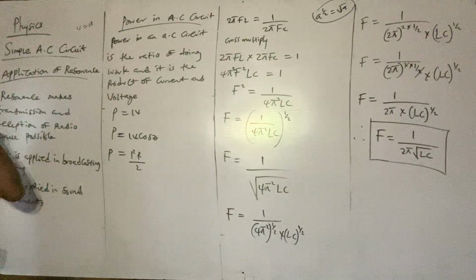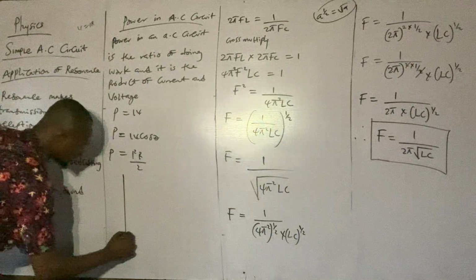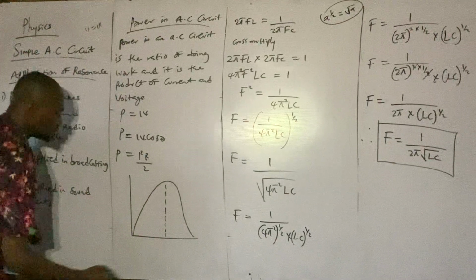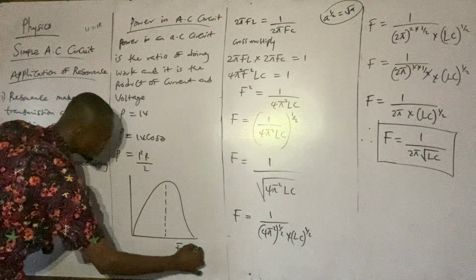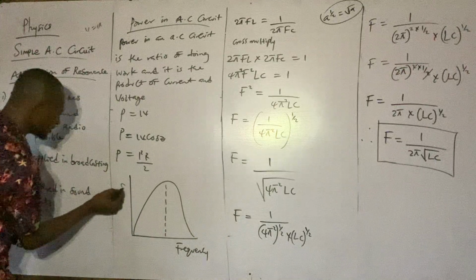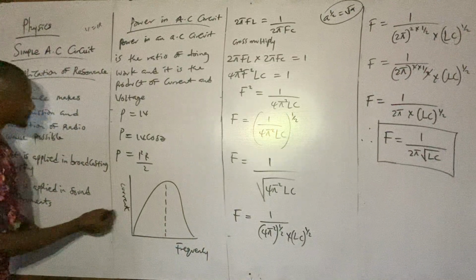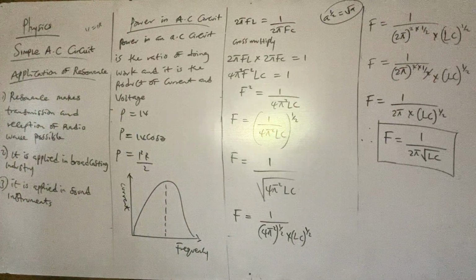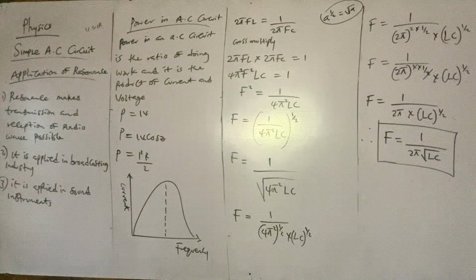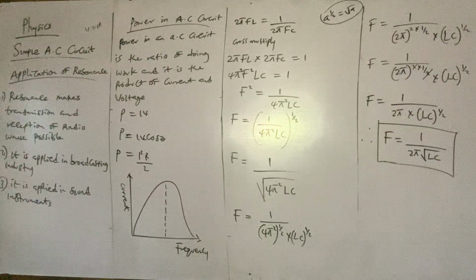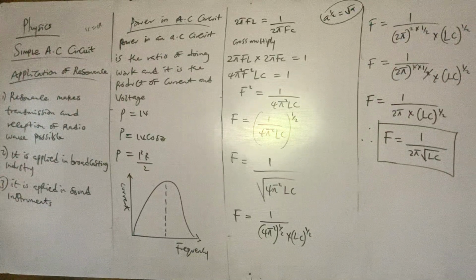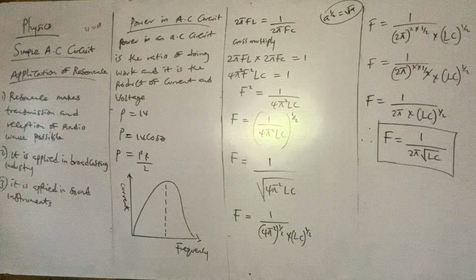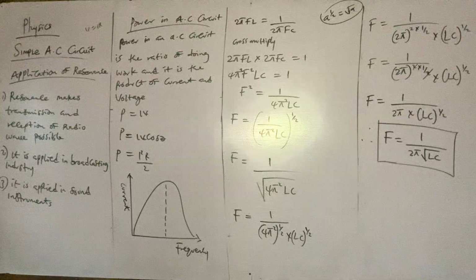Now, based on what we did in frequency, we can have a diagram like this. You call here frequency, and you call here current. So we've actually come to the end of this AC circuit class. If not for time, we have a lot we would have done in terms of diagrams, but because of time, I think we need to stop here.